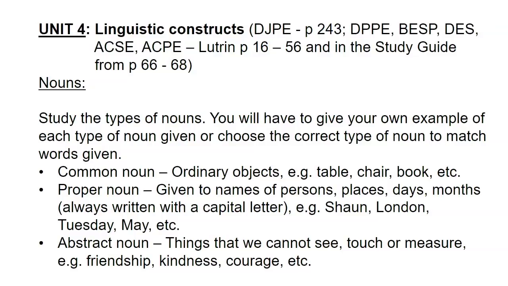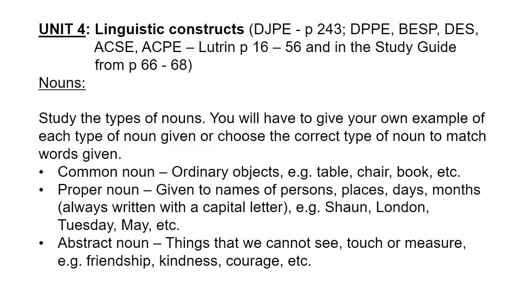And we get the common noun, which is the ordinary objects, like everything that you can touch. A table, a chair, a book, a lamp, a car, a child, anything that you can touch. Those are the common nouns.